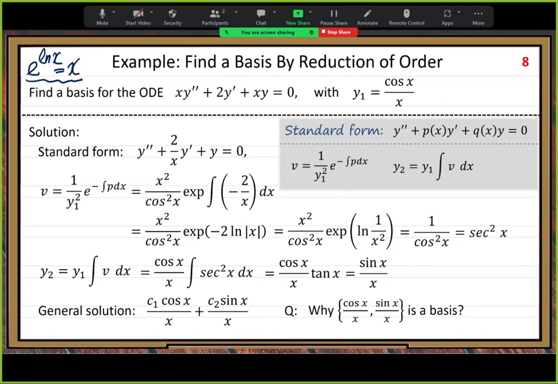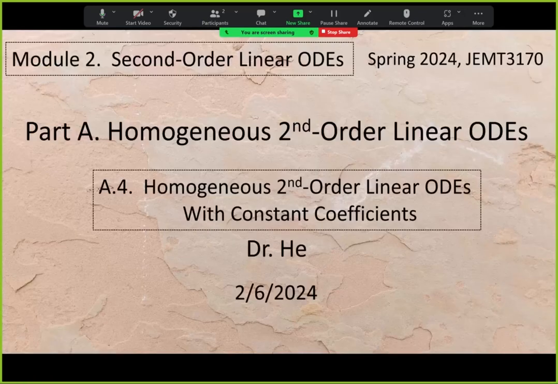Then here, I leave one question. We put these two functions together. Why is it a basis? Later, I just mentioned there is a criterion. There is some formula you apply to check some condition, which tells you whether it's a basis or not. We will get there. So let's delay this question; we will answer it later.